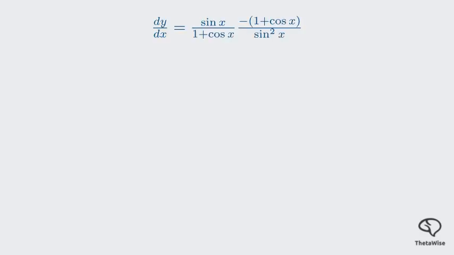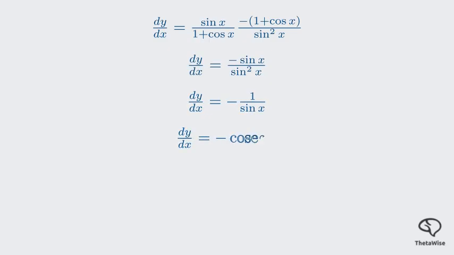Look closely. We have the term 1 plus cos x in both the denominator of the first fraction and the numerator of the second fraction. We can cancel it out. Canceling the 1 plus cosine x terms, we are left with negative sine x in the numerator and sine x squared in the denominator. One power of sine x cancels, leaving us with negative 1 over sine x. We know that the reciprocal of sine x is cosecant x. Therefore, the final answer is negative cosecant x. And so, we have proved the result using direct differentiation.